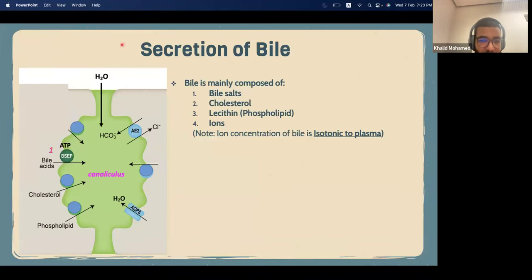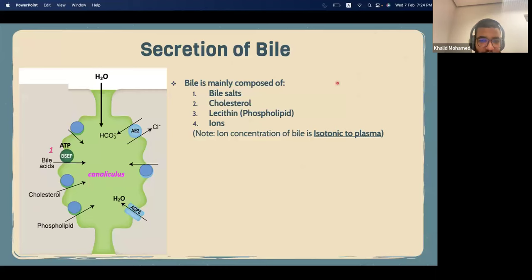So this side is the hepatocyte, and we want to secrete this bile into the canaliculi. So how do we do that? Basically, bile acids, the first component of bile salts, are transported by something we call the bile salt exporting protein over here. So bile acids just enter by active transport. It needs ATP to enter into the canaliculi. And then the other things just enter passively.